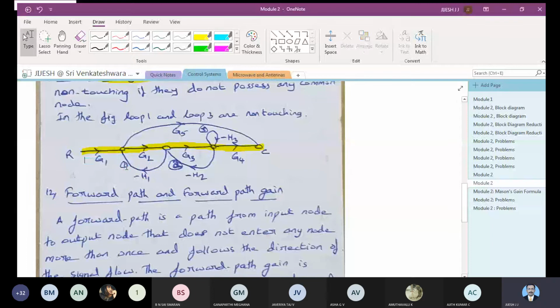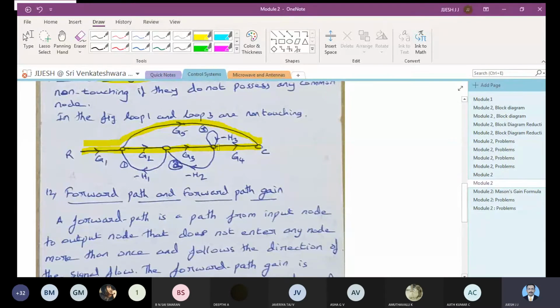What is the next path? G1, G5, sir. Yeah, is any other path possible? So this is the other path. Only two paths are possible in this figure. Others would have loops getting repeated, meaning the nodes are getting repeated, so it is not possible to select any other forward path. Forward path means once you leave a node, you should not come to that node again. So these two are the only possibilities of forward path.